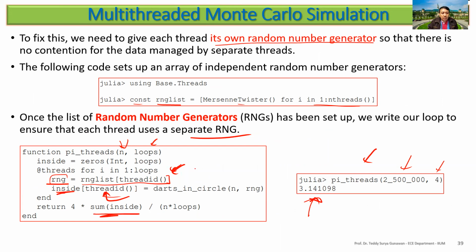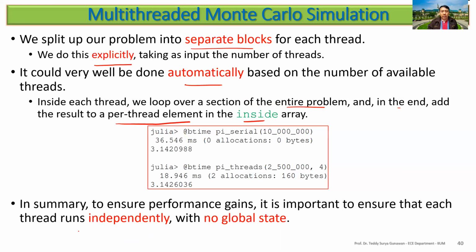This is running on 4 threads. If you are running 4, then after that you sum all to become one number, divided by n, the loop count. So you have the pi. At the end you have the pi. So you can see here the serial pi with 10 million iterations runs for 36 milliseconds, and the threaded pi using 4 threads, each doing 2.5 million, which is a quarter, takes 18.